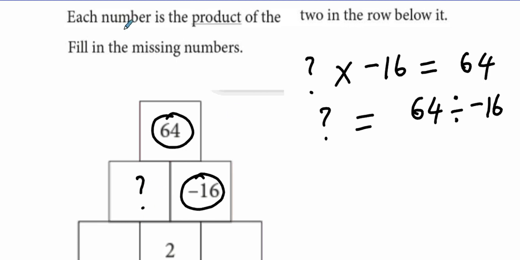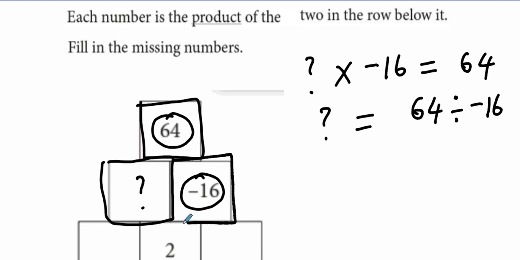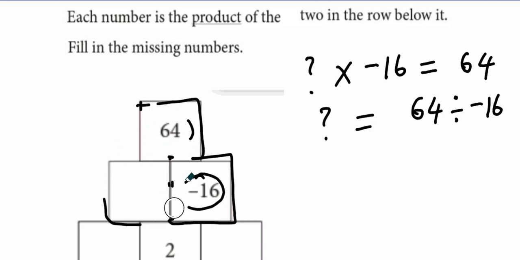The idea is each number you see is the product of the two in the row below it. That's the instruction. That means you're looking for this number, for example, 64. So the idea is take these two numbers which are below 64, multiply them. Those two numbers, when you multiply them, you get 64. That's the idea. Now, if one of the two numbers is missing, so what we do, you take 64 divided by negative 16, you'll get the missing number over here. That is a cool idea.